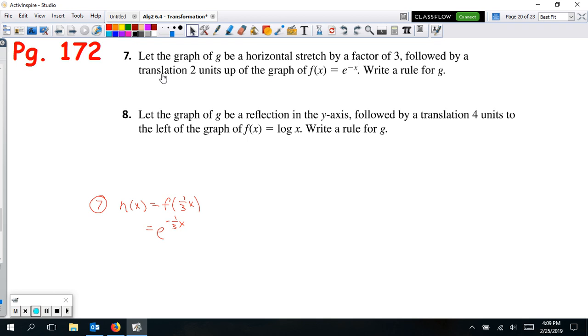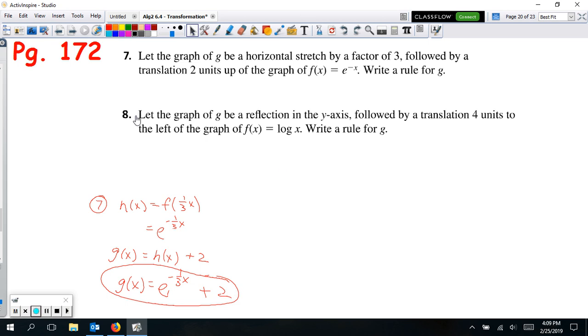It says followed by translation 2 units up. So if we're just going to translate it 2 units up, we're now going to add 2 to the back of this function here. That's not hard to do. This part is our h of x, and we're just going to add 2 to it. So when I add 2 to that, it's just e to a negative 1/3 x power plus the 2 on the back here. That's all it is. There's our answer for g of x. G of x equals e to a negative 1/3 x power plus the 2.